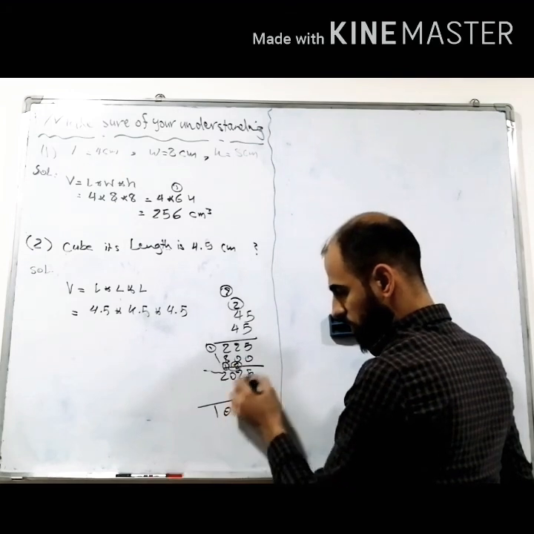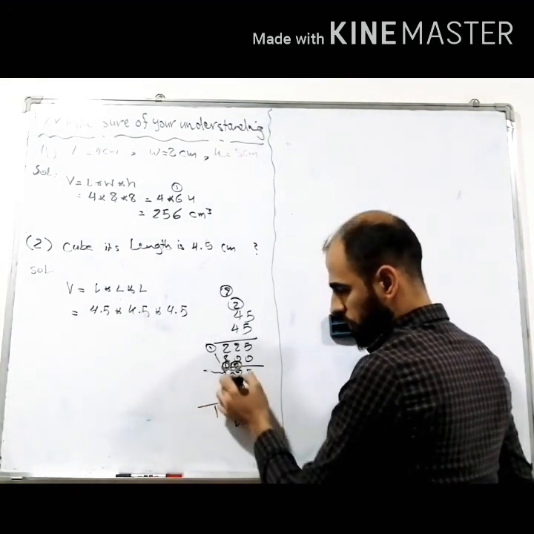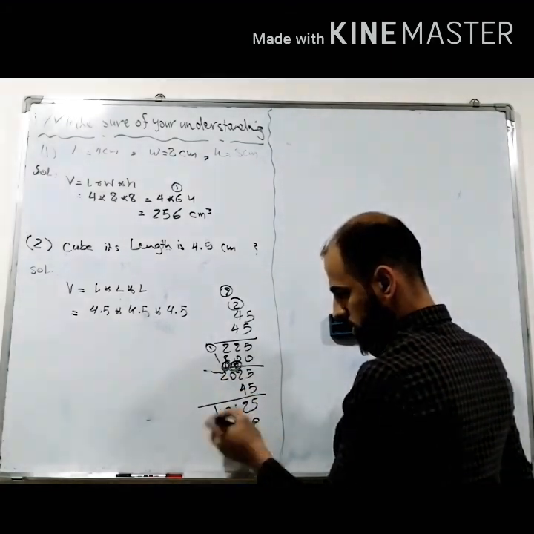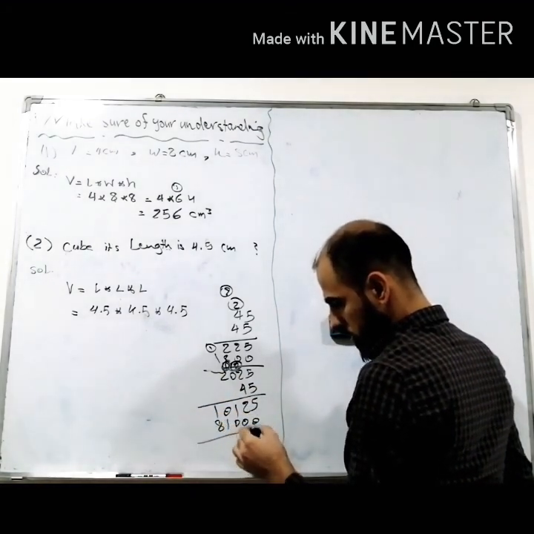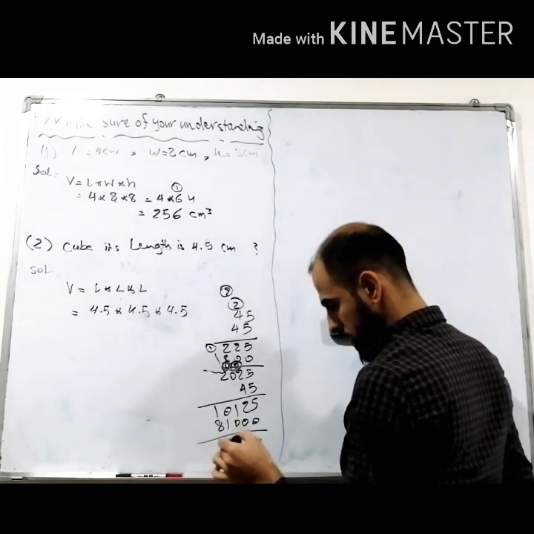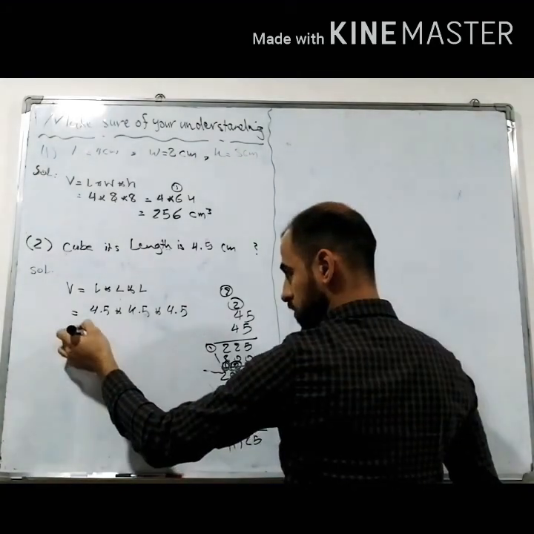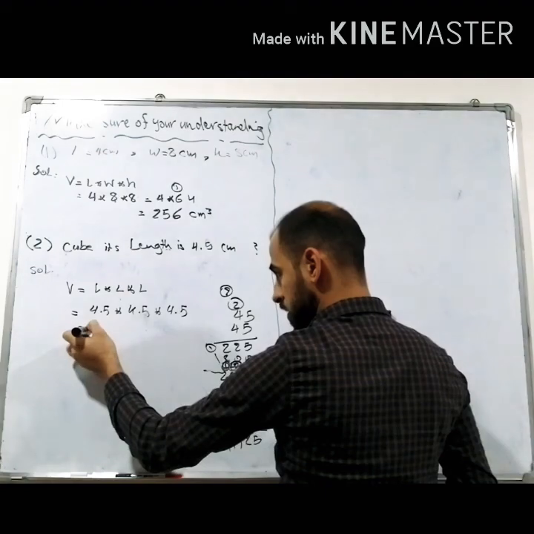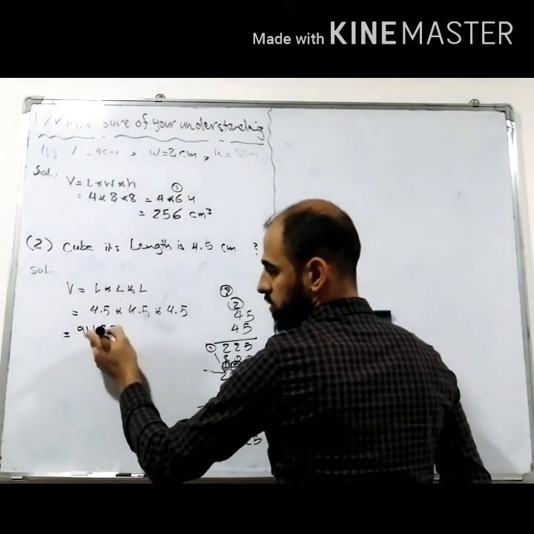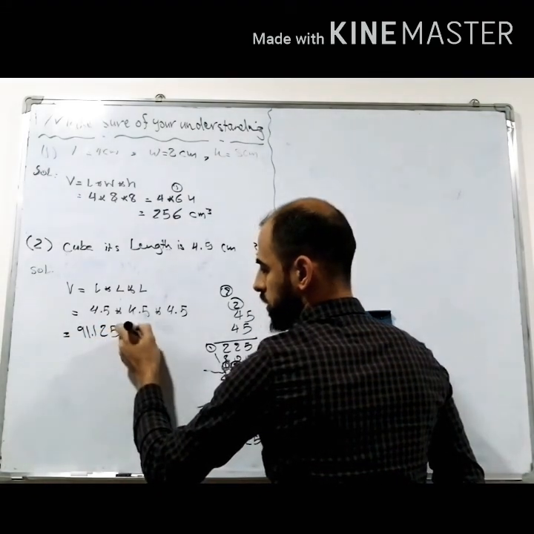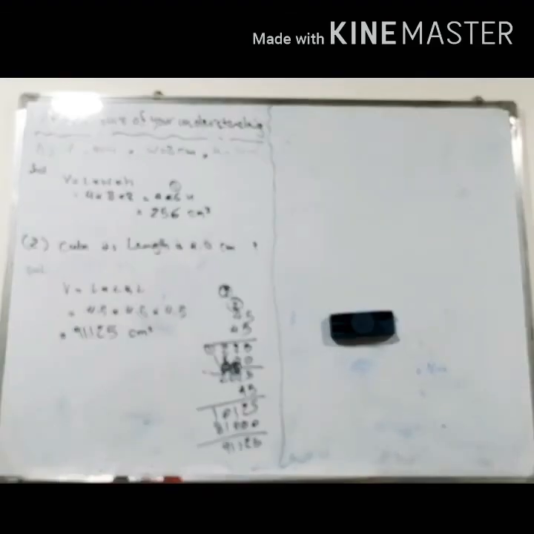Now 4 by 5 is 20. 4 by 2, 8 and 2, 10. 4 by 0, 0 and 1 will become 1. 4 by 2 is 8. Make addition for these two results. Then the multiplication of 4.5 by 4.5 by 4.5 equals 91125. And since we have 1, 2, 3 digits after the decimal point, we count 1, 2, 3. Then the volume of the cube will be 91.125 centimeter to the power 3.